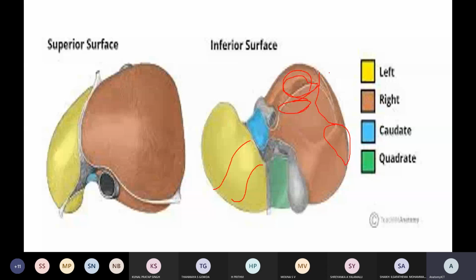Those are the viscera which are present on the inferior posterior surface of the liver. That is the reason this is called the visceral surface of the liver. And as you know, this is the fossa where the gallbladder is situated. From there, the neck of the gallbladder, the cystic duct, goes and pierces the porta hepatis, right?